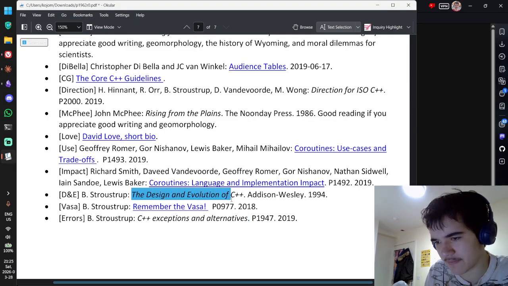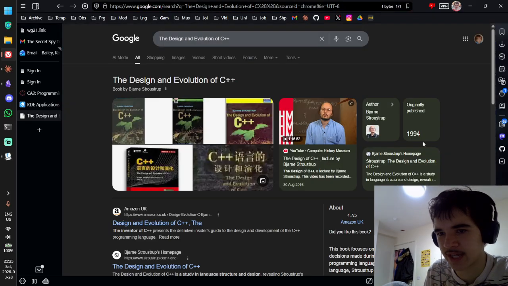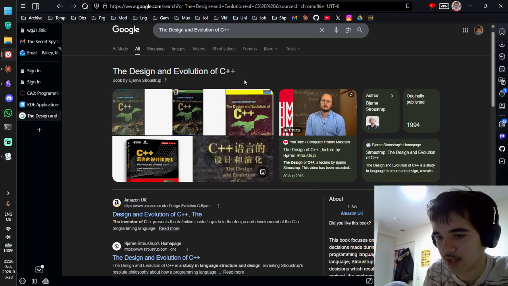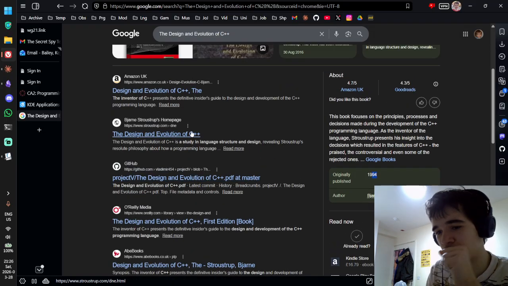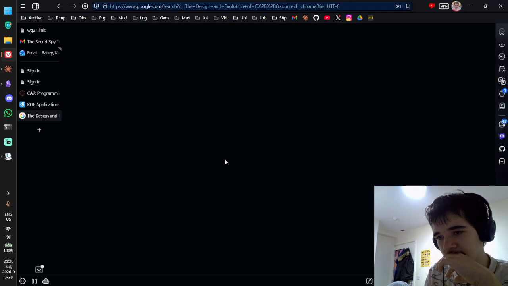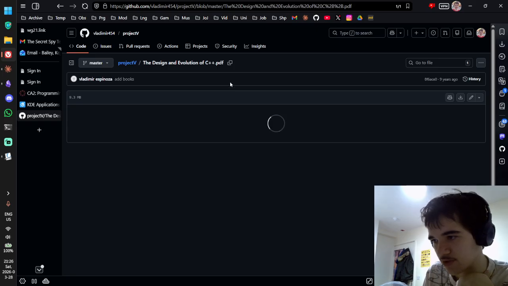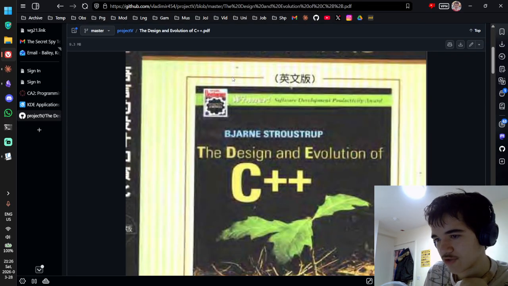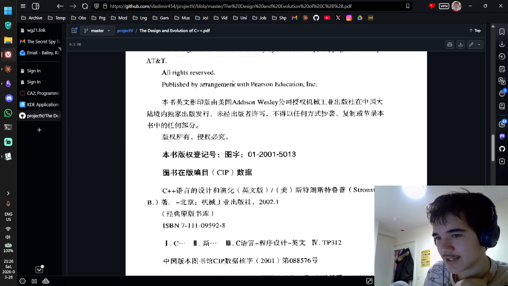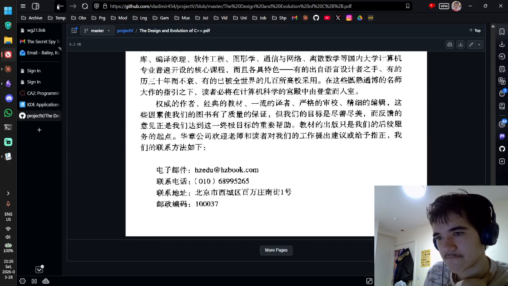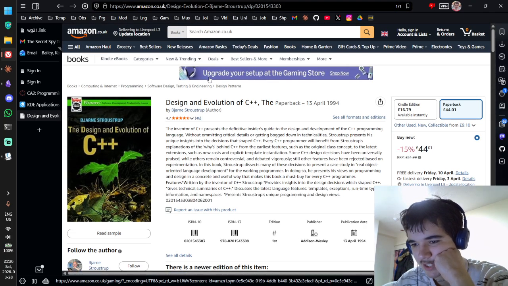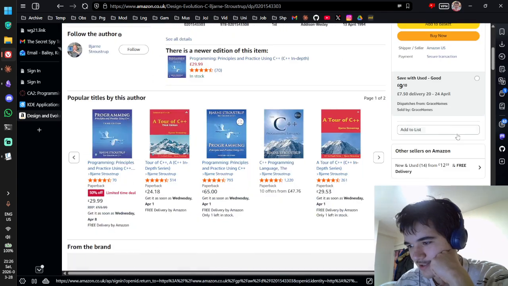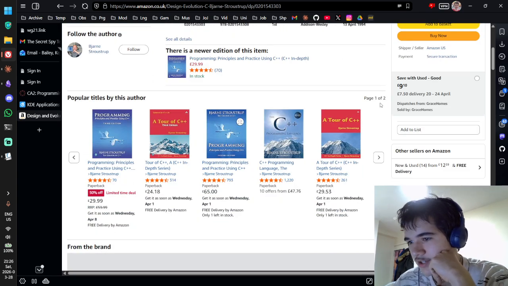And what is this book? Was it in collaboration with? No, it wasn't. It was in Chinese. Let's go. How old is it? 1994. Okay, that's a worthwhile read. And it's on GitHub. Jesus Christ, why is it in Chinese? I'm guessing it's not meant to be. £44. £9 used. Okay, that's better.